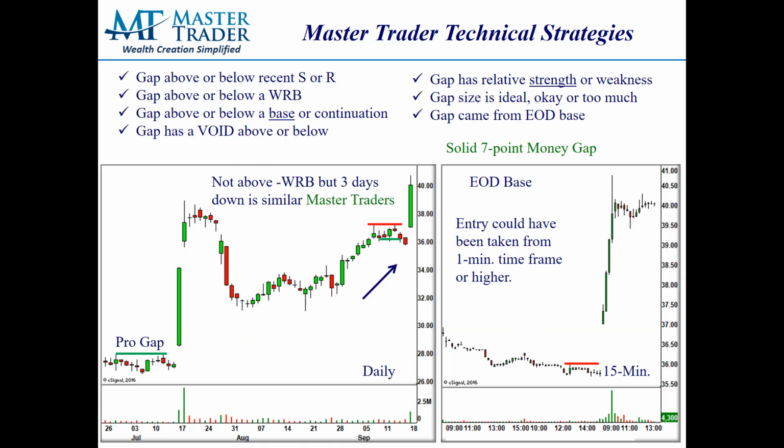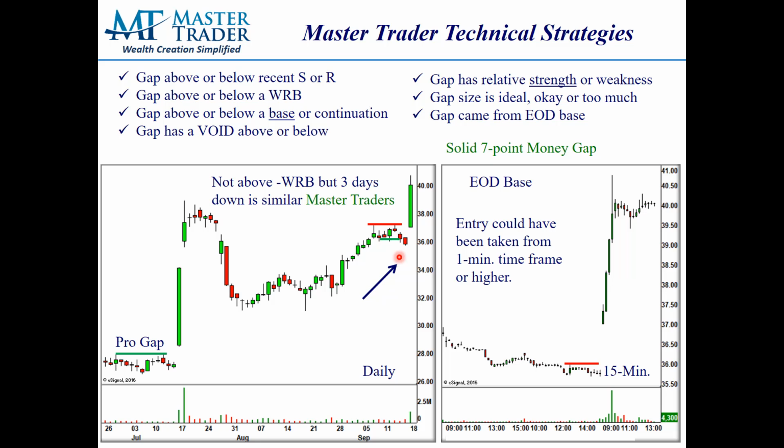So let's look at a few examples. Here you see our 7 criteria that we are looking for. Now let's go through them. Gapping above or below recent support or resistance. Gapping above recent resistance. Above or below a wide range bar. Oh, we wouldn't call this a wide range bar. However, 3 days down is similar and very much almost the same.